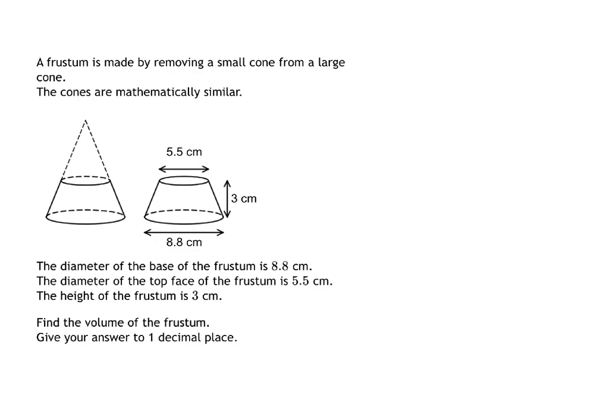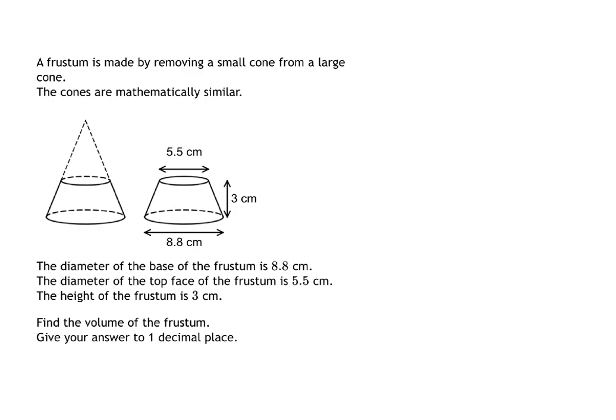So this question involves finding the volume of a frustum using the rules for similar shapes. Now a frustum, as you should know, is basically what we call a truncated pyramid. In this case it's a cone, and the frustum is this shape here. It's almost like an upturned paper cup in a way. And what you've got is a cone here, and then the top of it is taken off, leaving this shape at the bottom.